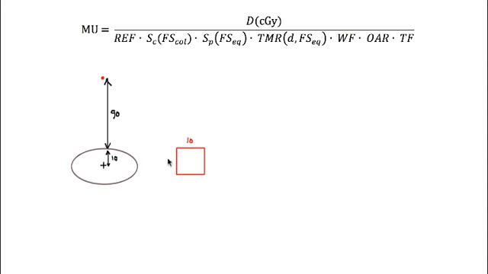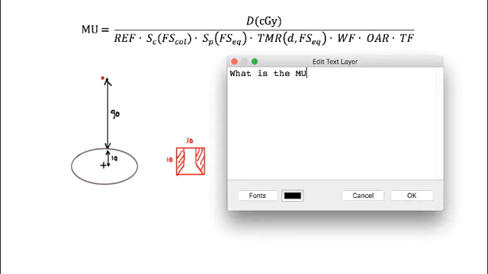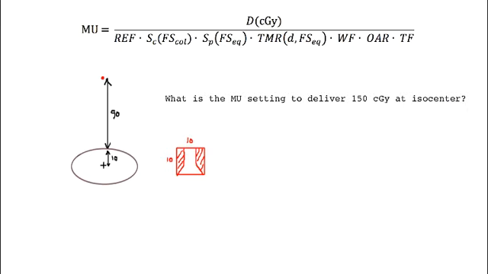We're going to consider here a 10 by 10 field. And then this field is going to have some blocking that I'm going to draw here. That's going to be blocked with an MLC. So that's the question: what is the MU setting to deliver this dose at isocenter?